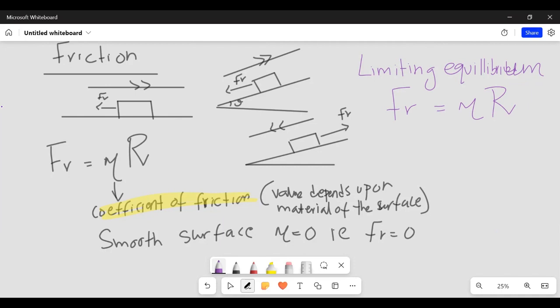So most probably in the questions we'll be encountering after this, limiting equilibrium will be mentioned in the question. Limiting equilibrium means you don't just write friction. Instead of friction, you write μR, where μ is the coefficient of friction. Sometimes it's given in the question. Sometimes you will be asked to find it. And the R, you already know, is the normal contact force.